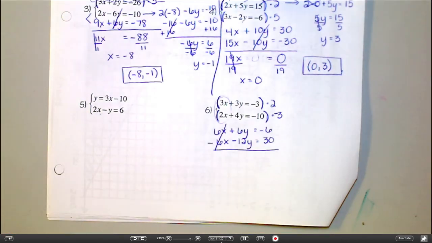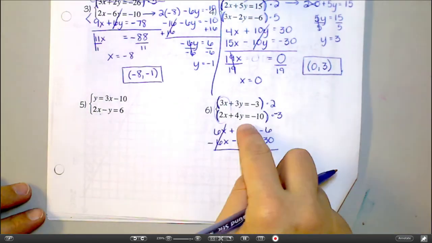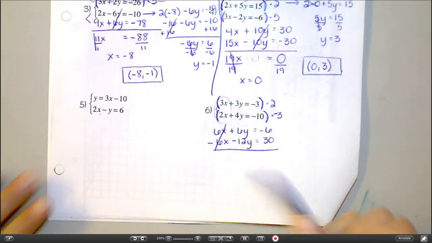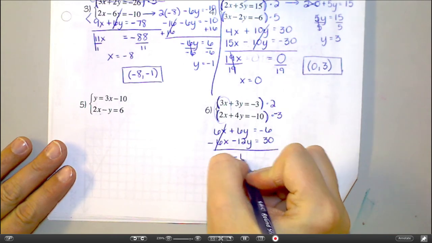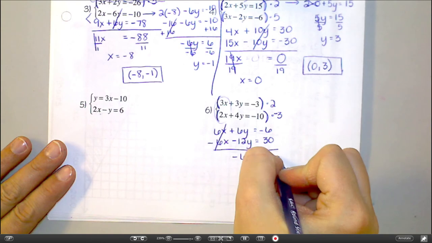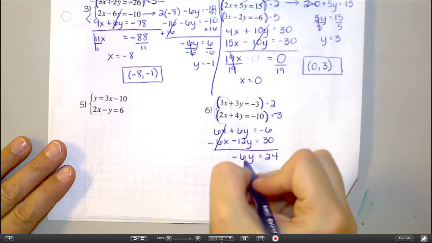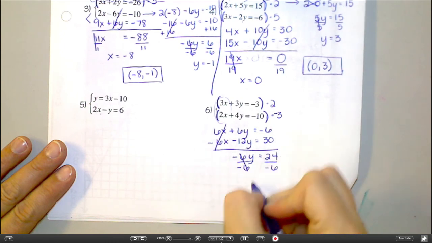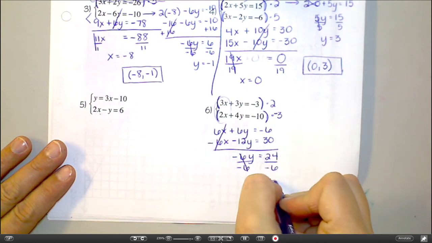All right. X's cancel, right? 6 plus negative 12. Just make sure you're adding. You're always adding up and down. So 6 plus negative 12 makes negative 6. And then negative 6 plus 30 makes 24. Divide by negative 6, and I end up with y equal to negative 4.